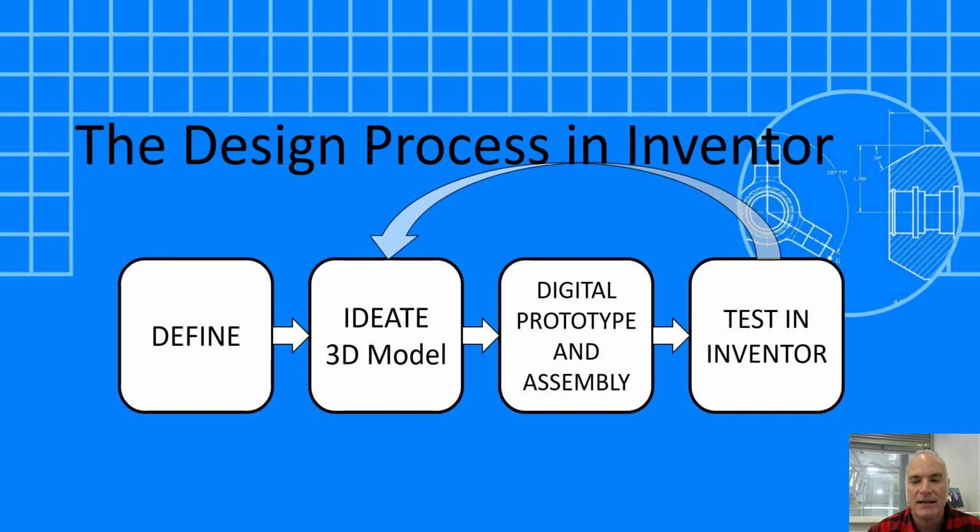Once you've tested it in Inventor, you go back to the 3D model, and rather than having to start all over again with brand new drawings, starting from scratch, pencil and paper, you simply update your model and make the changes, which again, you're updating your digital prototype at the same time because it's all related. You're not starting over from scratch, you're simply making tweaks, and you can see how that works in your assembly. And so you're basically creating this circle and tightening it all up.